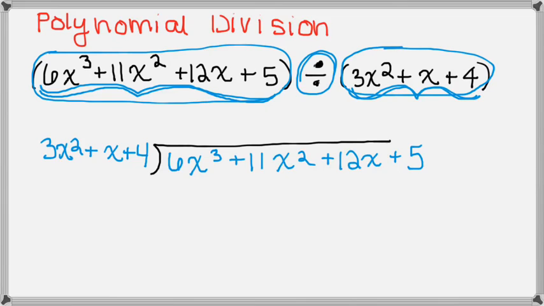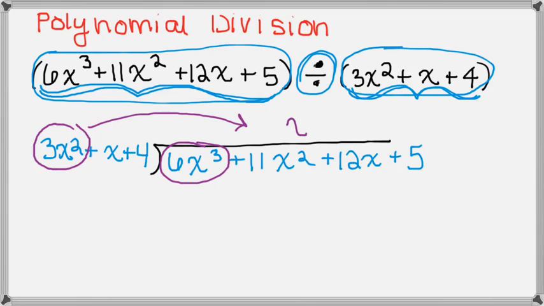Then at this point, we're going to be looking only at the first term of the polynomial outside and the first term of the polynomial on the inside. And we're essentially trying to figure out, well, 3x squared times what is going to give us 6x cubed? So we need an x, because x squared times x gives us x cubed, and then we need a 2.